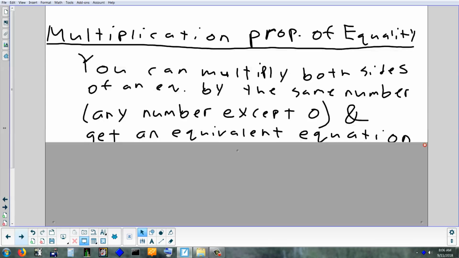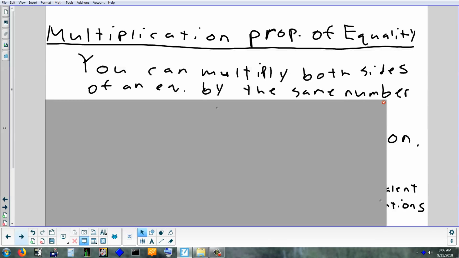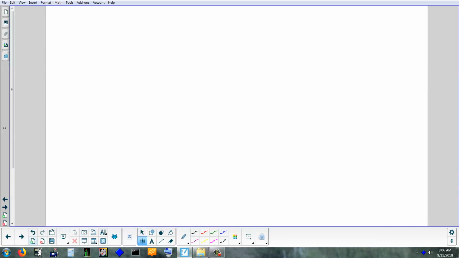So this just says you can multiply both sides of an equation by the same number. Now, there's only one number you can't multiply both sides by, and that would be 0. Why can't you multiply both sides of an equation by 0? Let's say 2x equals 12, and you multiply both sides by 0. What happens if you do that? You'd wipe out both sides.